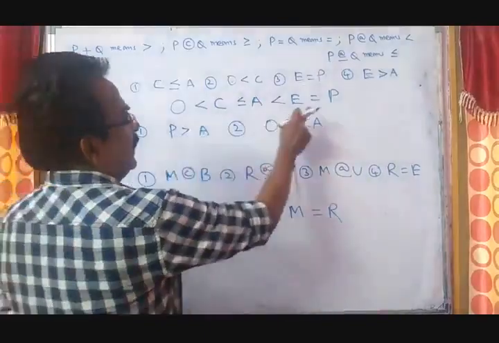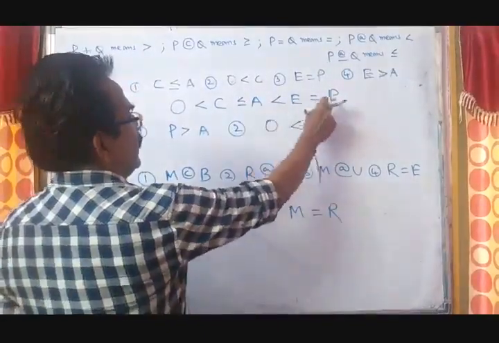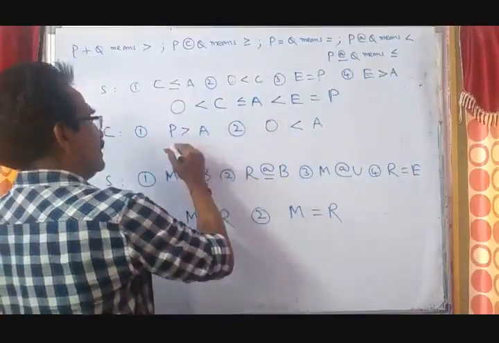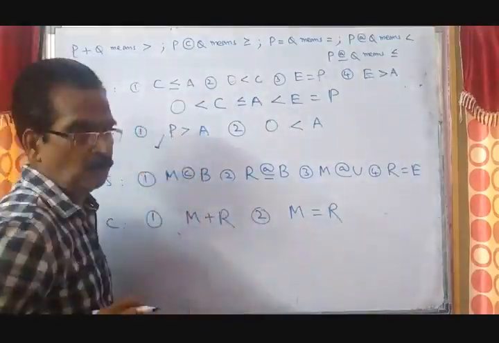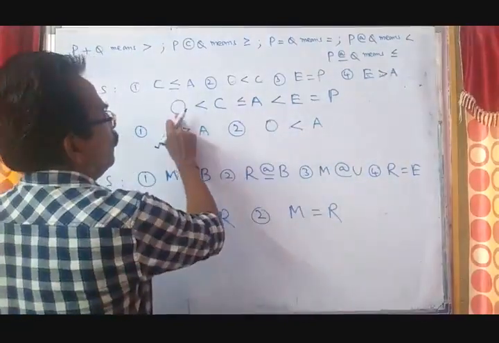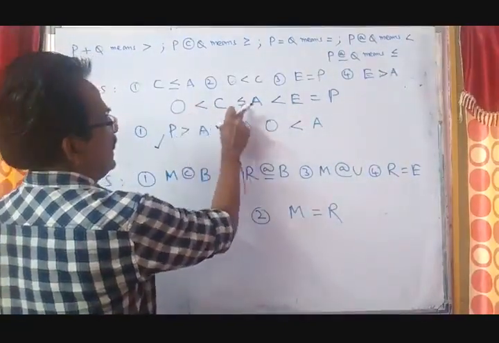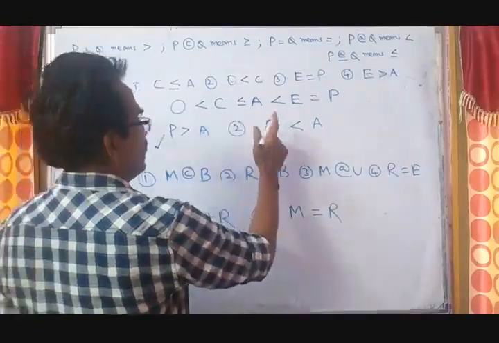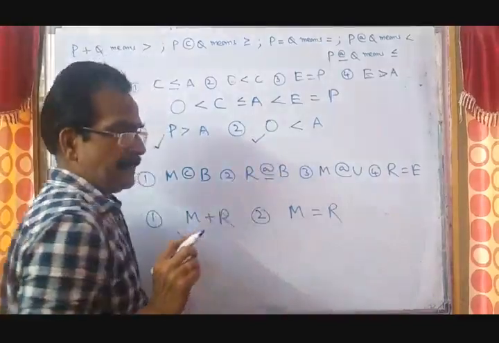P greater than A. Yes. E greater than A, and P is equal to E, so P greater than A. This is true. O less than A. Yes, less than or equal to means less than, so less than is followed. O less than A. So both the statements are followed.